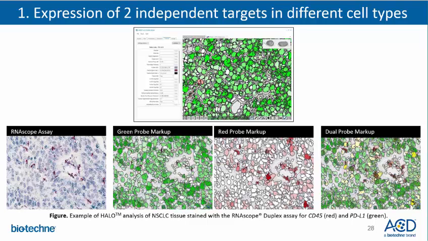After cell segmentation, the degree of expression for each of these targets is visualized by the color shading of the cells. Dark green and red indicate cells with high PD-L1 and CD45 expression respectively. On the right-hand side is the dual probe markup, with green and red indicating cells with either PD-L1 or CD45 expression respectively, while yellow highlights cells with co-expression of both these targets.